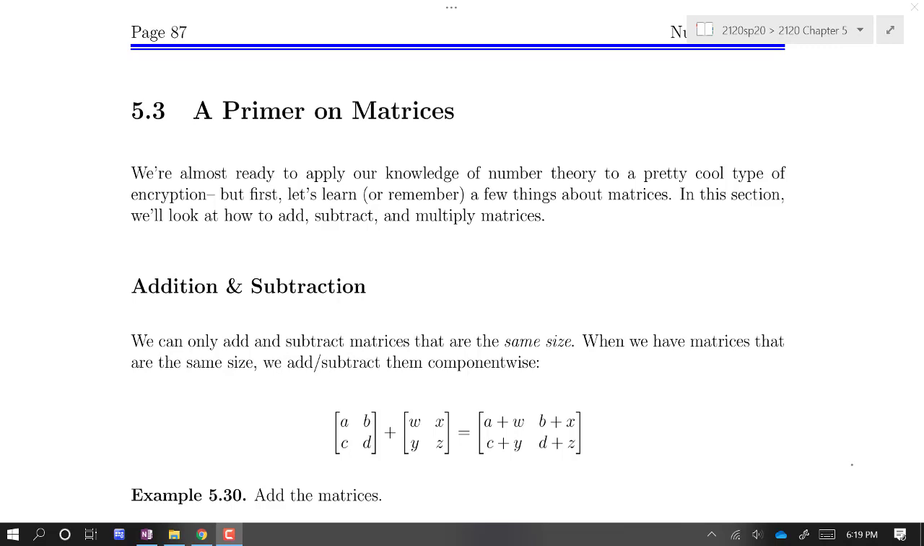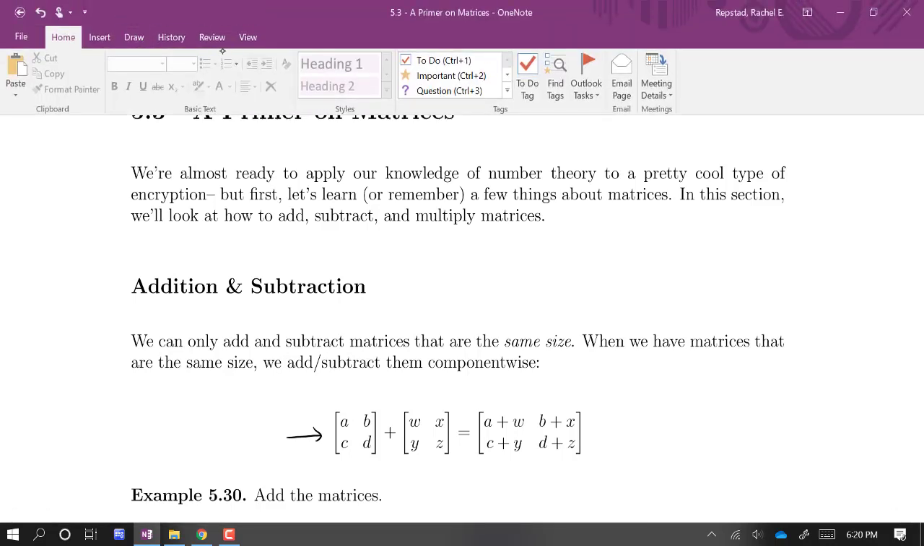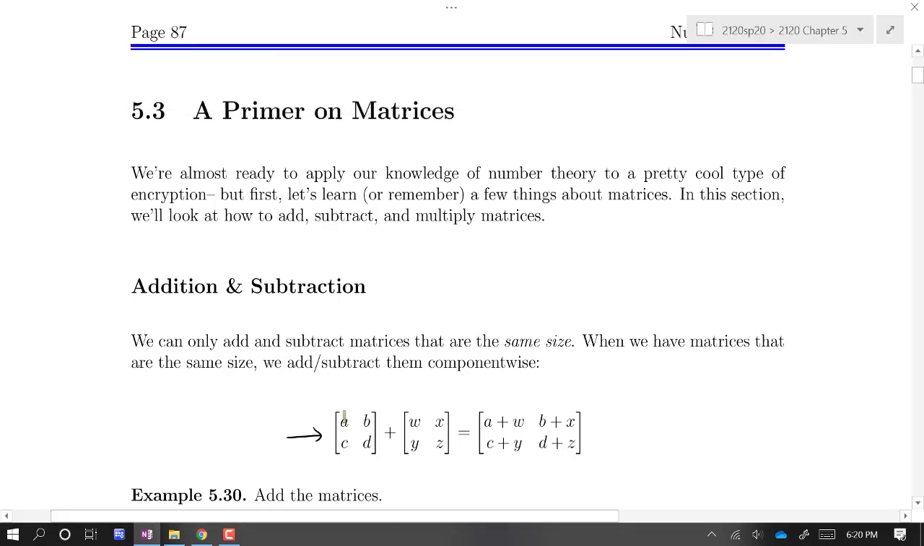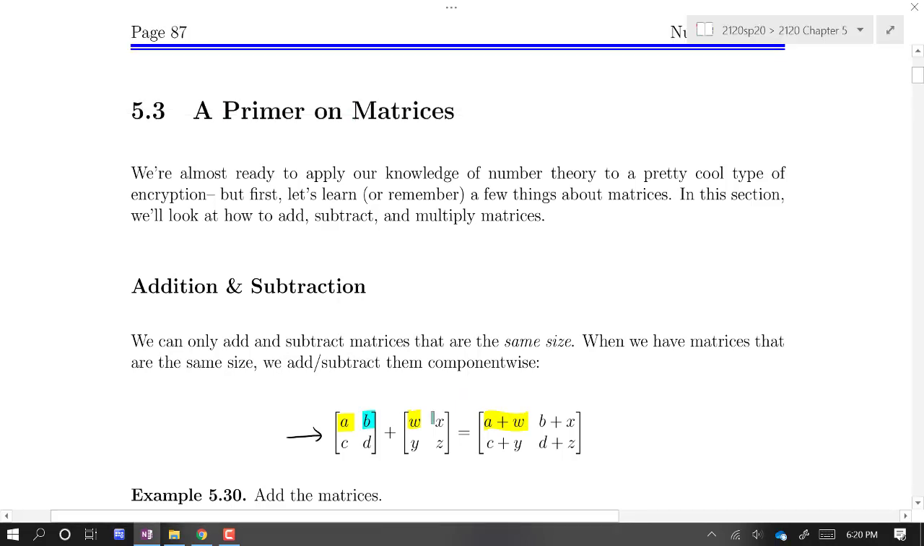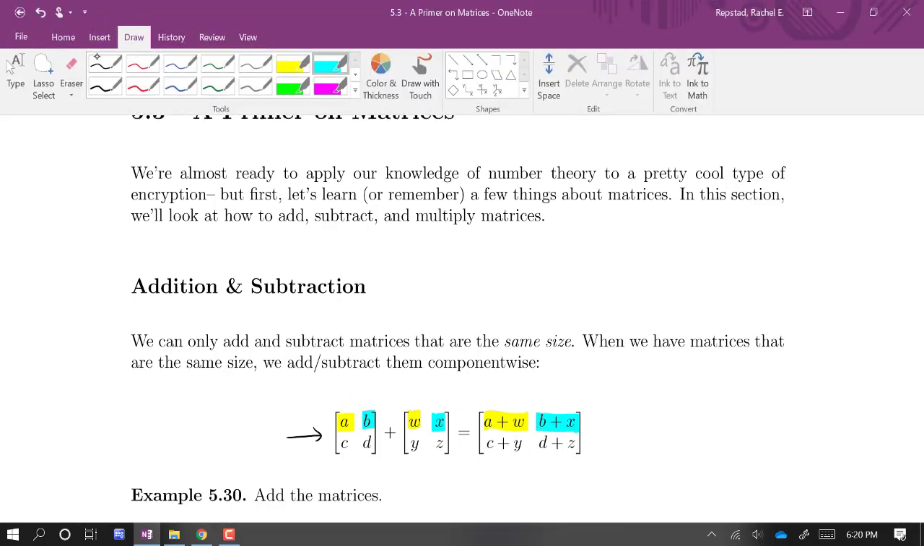A matrix is just an array of numbers, so numbers arranged in rows and columns. And we can add and subtract matrices, but we can only add and subtract matrices that are the same size. So here's kind of what that looks like if our two matrices have 2 rows and 2 columns each. So we just add the corresponding elements. So I add the first row, first column element to get that first row, first column element of the sum. I add the first row, second column element to get that sum, and so on.